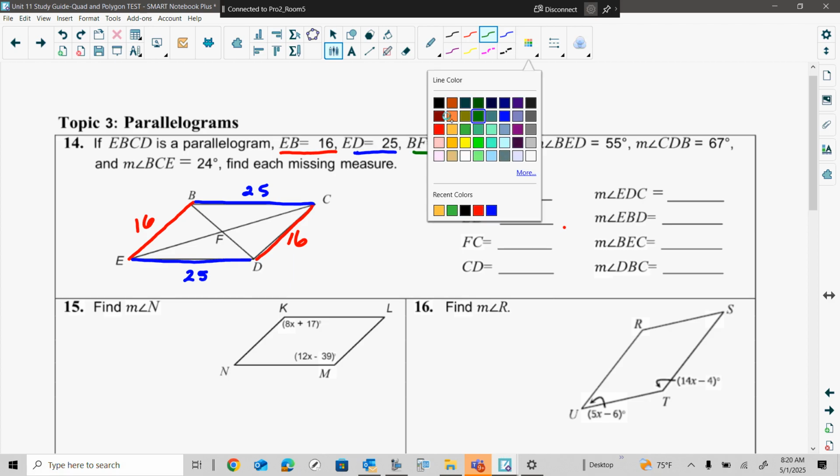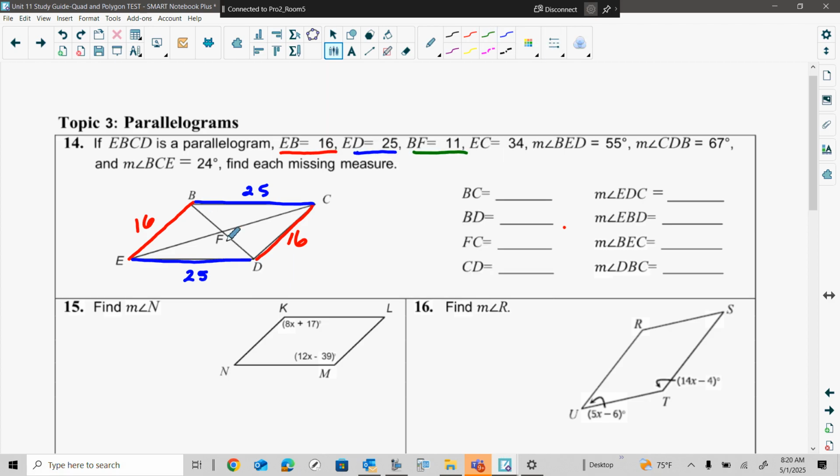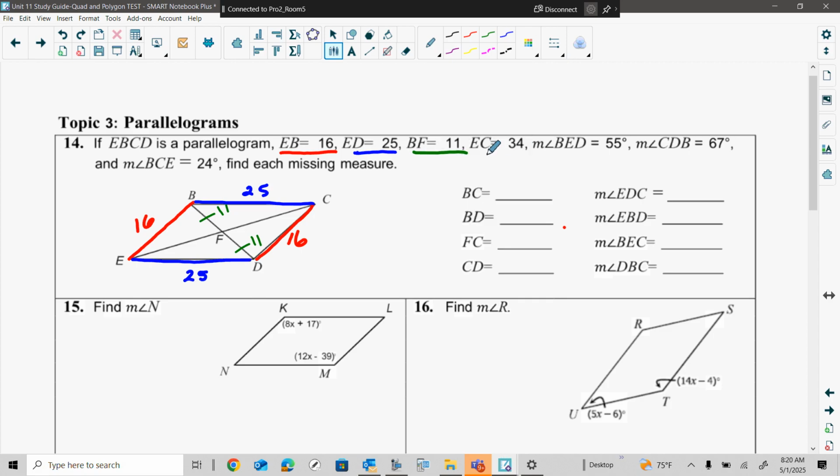So here they tell us that BF, which is a diagonal, is 11. So diagonals get bisected, so both parts here are 11. They also give you EC, which is the whole diagonal. Again, they get bisected. So if the whole thing is 34, that means each piece is 17.